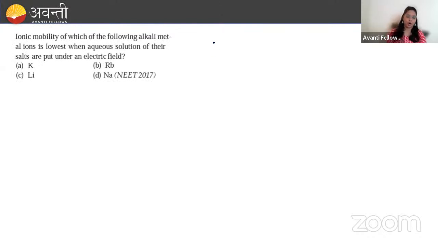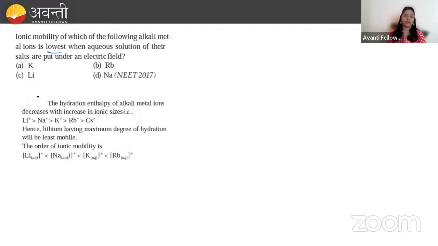Next, let's solve certain problems of s-block elements, that is, alkali plus alkaline earth metals. Let's combine both things. Ionic mobility of which of the following alkali metal ions is lowest when aqueous solutions of their salts are put under an electric field? Potassium, lithium, rubidium, and sodium. So who will have the least ionic mobility here?